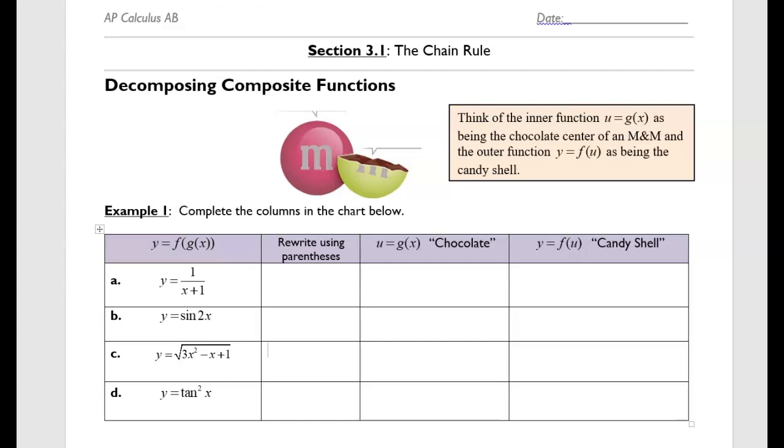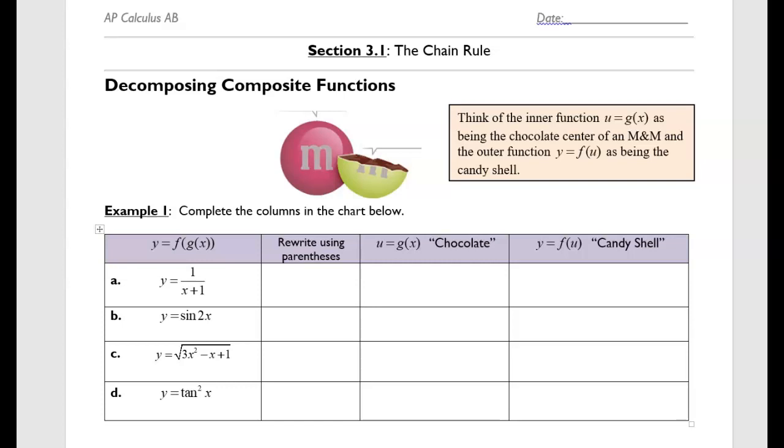In section 3.1, we'll be talking about the chain rule. The chain rule is used to find derivatives of composite functions. Composite functions are functions that have a function inside of another function. And so the best way to think about this is to think about an M&M.